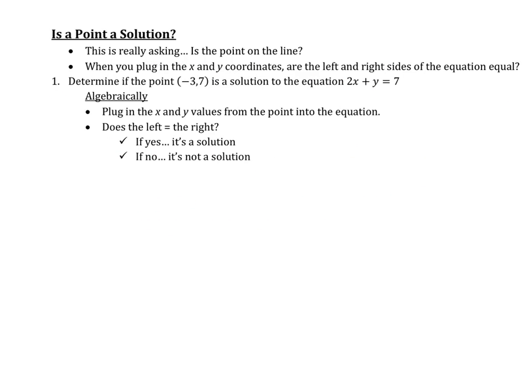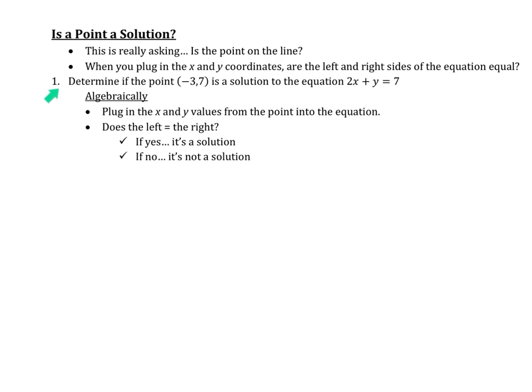Okay, the first sheet that you should have in front of you looks something like this. At the top it says, is a point a solution? Okay, so what is this really asking? It's really asking, is the point on the line? So if a point is a solution to a line, it means it's on the line. When you plug in the x and y coordinates, are the right and left hand sides of the equation equal?